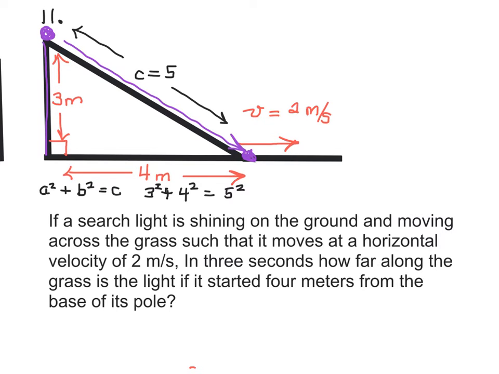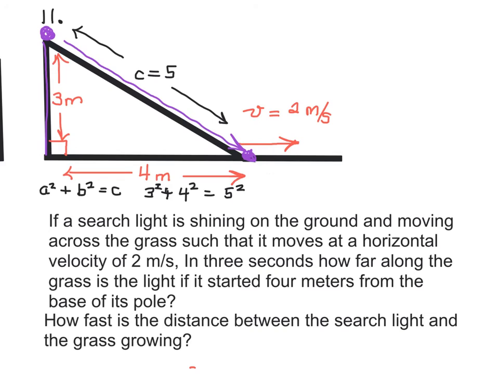So what we're looking for is we want to know what is our new length. And we also want to know how fast the distance between the searchlight and the grass is growing. How fast is c increasing? So this is going to be a related rates problem. And so we could call this length a, and this b. And we know that a squared plus b squared is equal to c squared.